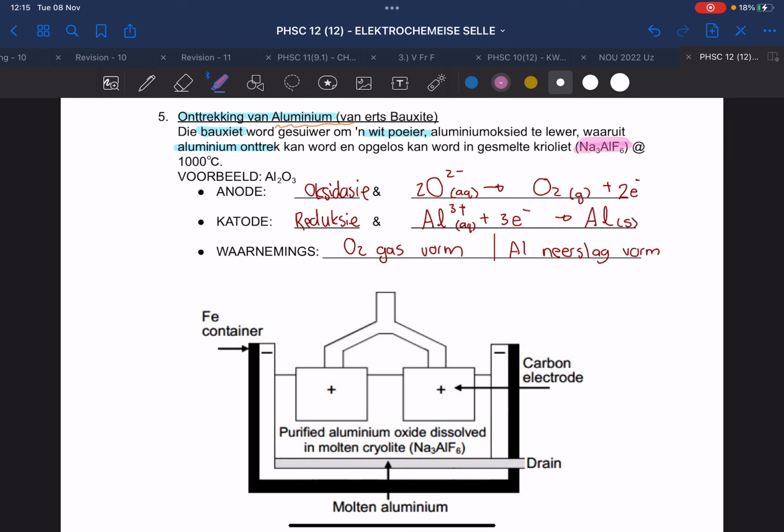Okay, this catalyst. They can ask you the catalyst. Hulle kan vra of die naam of die formule. Because it's a difficult catalyst, they most of the time, 99.999% of the time, give you a choice. Give the name or formula of the catalyst.